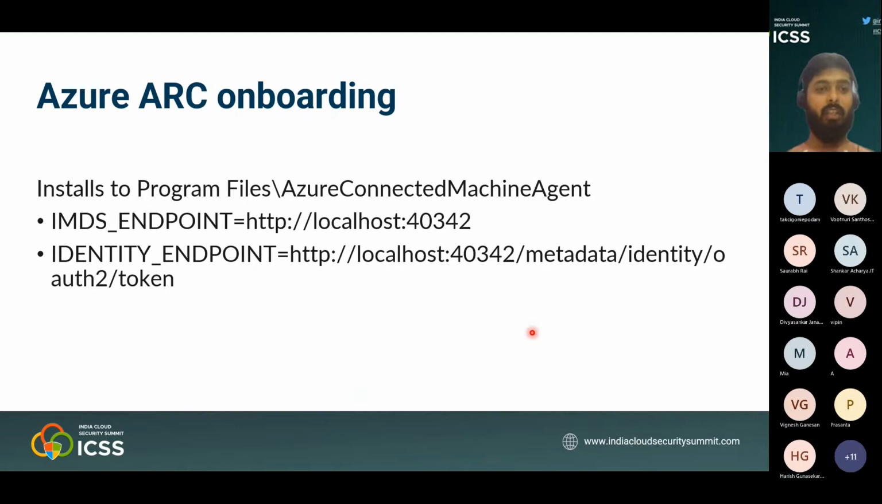So basically, when you're onboarding an Azure Arc machine, what it does is it gets installed into the connected machine. It gets installed into your C drive, in your Program Files, as the Connected Machine Agent, and it puts in two environment variables. One is the IDMS endpoint, and the other one is the identity endpoint.